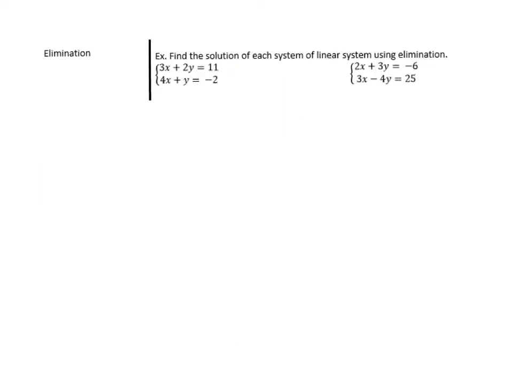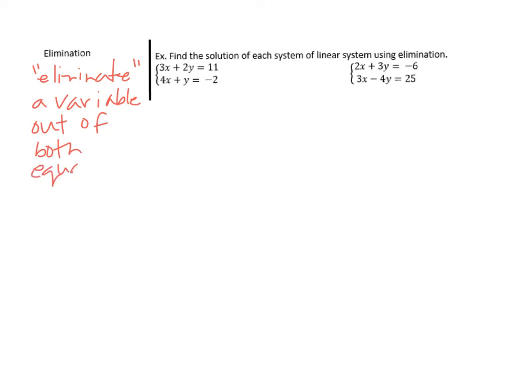The other algebraic method of solving systems is using elimination. When you use elimination as your method, what you want to do is eliminate a variable out of both equations at the same time. And what you do to make that happen is you have to change the values in the equation so that the coefficients are the same but opposite signs, which sounds kind of weird.